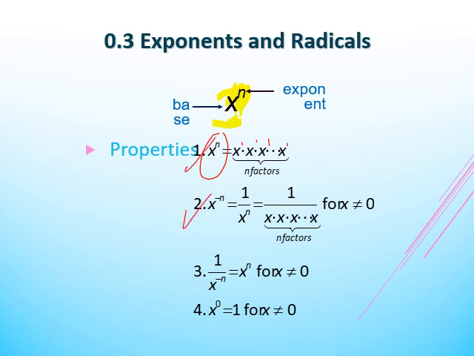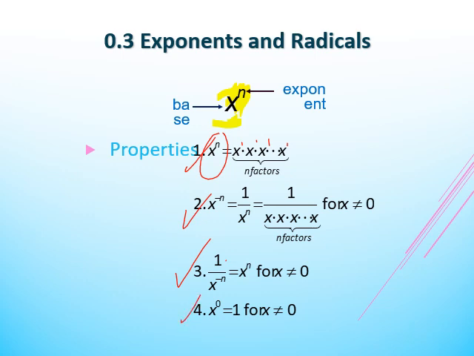Second property, which is x to the power negative n equals 1 over x to the power n. We can convert the negative exponent to a positive one by saying that x to the power negative 3, for example, equals 1 over x to the power 3. Also, we can get rid of the negative exponent in the denominator if we have 1 over x to the power negative n, which is equal to x to the power positive n.